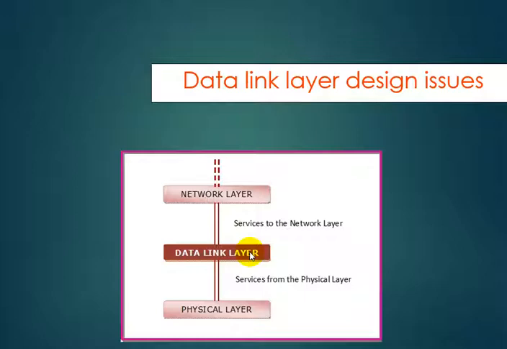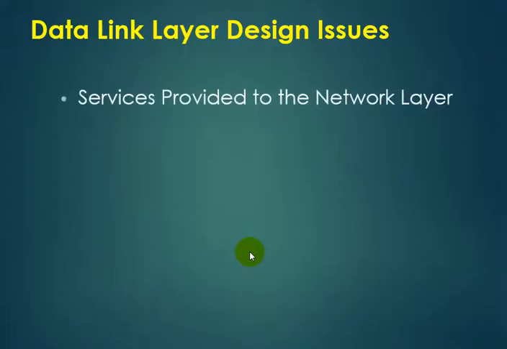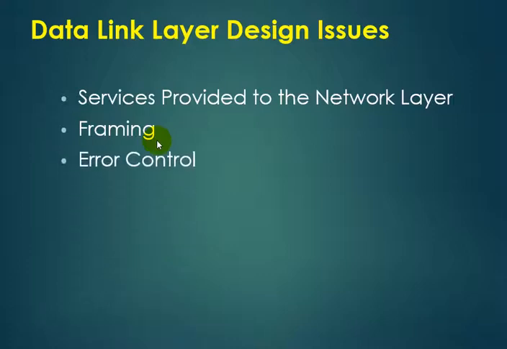Mainly, the data link layer provides services to the topmost layer and to the layer below. What are the services that the data link layer provides? The design issues for the data link layer are: first, it provides services to the network layer and does operations like framing. So what is framing? The packets that it receives from the network layer, it converts into frames, and it also handles error control and flow control. These are the main design issues in the data link layer.